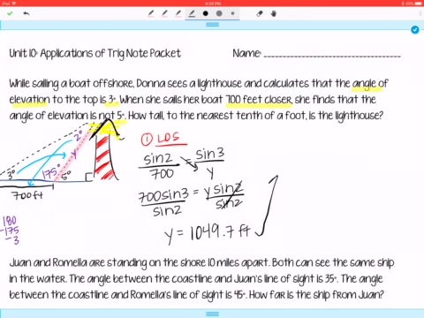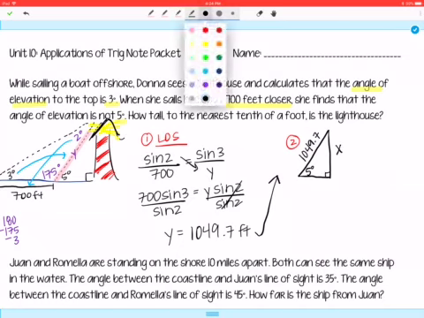All right, then we can take that, just like how we did in the problem before, and look now at the right triangle that we have. This angle is 5 degrees. We know that this side is now 1,049.7, and we're looking for how tall the lighthouse is. So this would be opposite over hypotenuse again, so sine.